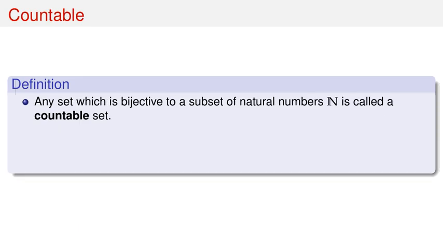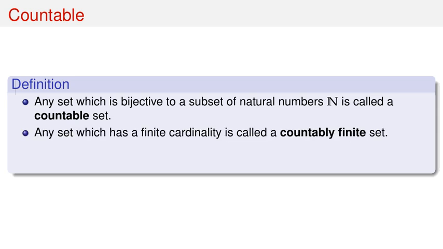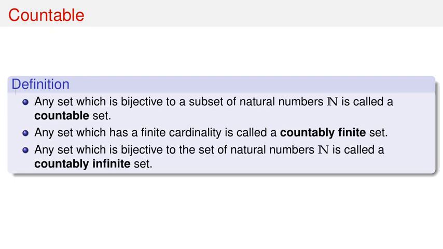Now let's define what we mean by a countable set. Any set that is bijective to a subset of the natural numbers N is called a countable set. If a set has a finite cardinality like n in the previous example, it's called a countably finite set. And any set that is bijective to the set of natural numbers N itself is called a countably infinite set.